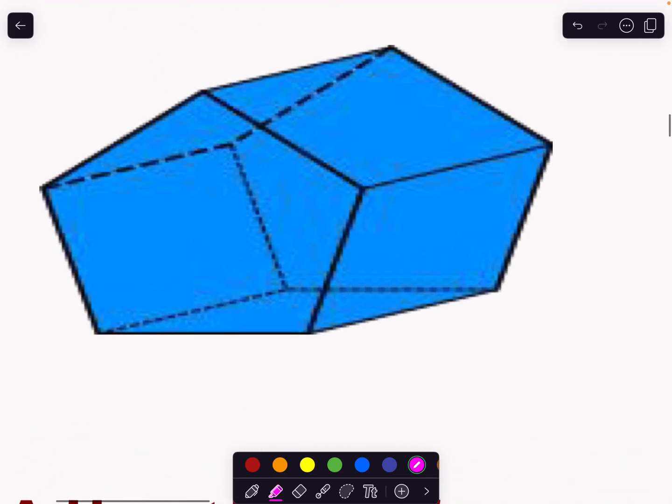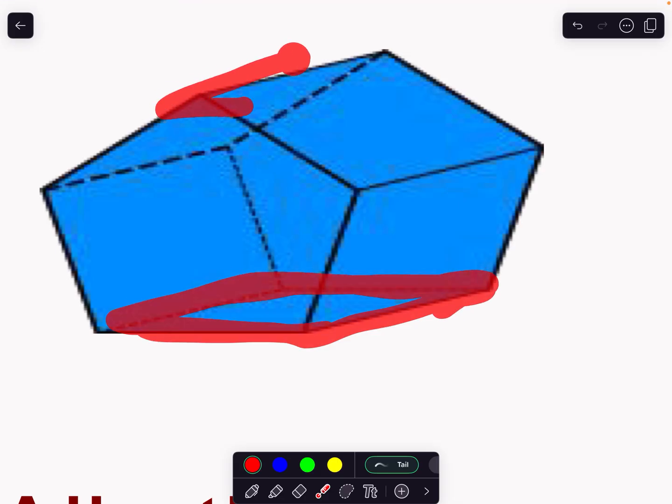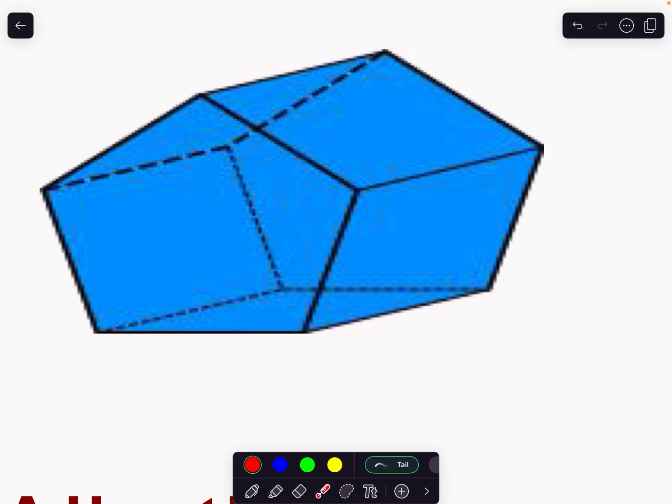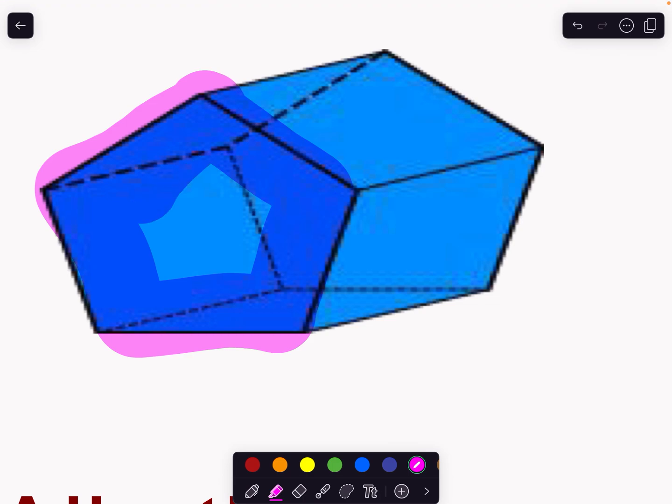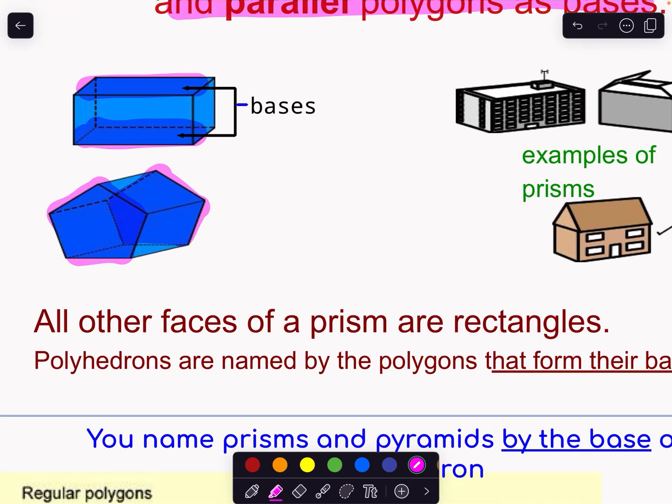Because if I look at this shape, the bottom of this shape is one of these rectangles down here, but there's not a parallel one up top here. They would not be parallel. So the faces for something like this would be the sides that are not rectangles. So on this pentagonal prism, the pentagons are the bases. It's called a pentagonal prism, and it's named by the bases.